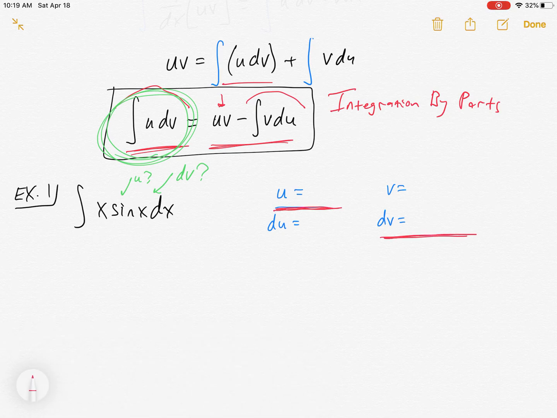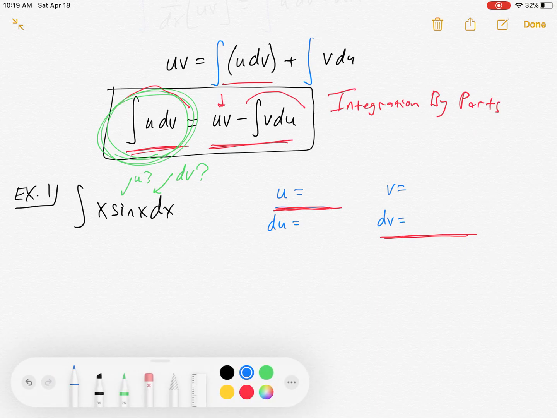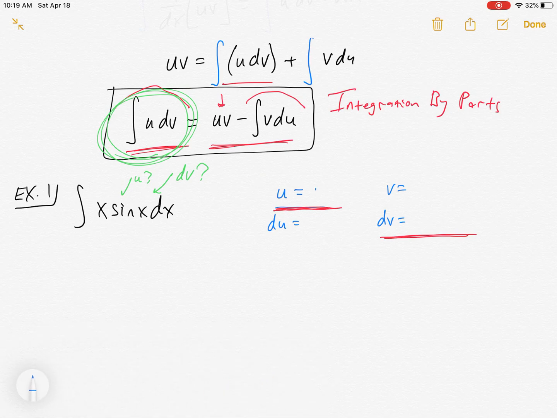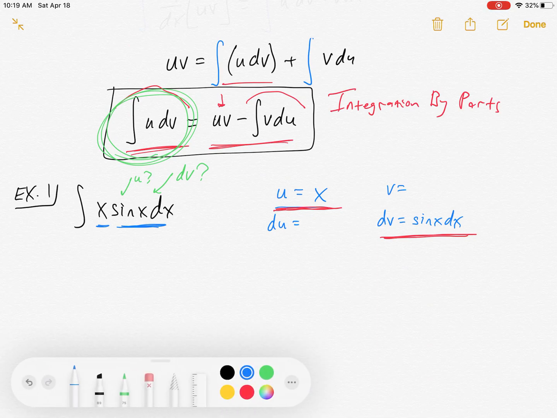You're going to figure out what goes in the U space and what goes in the DV space. So the U, let's try simple here and just let U be the X. And that would leave, so if U is X, that would leave all of this for the DV.